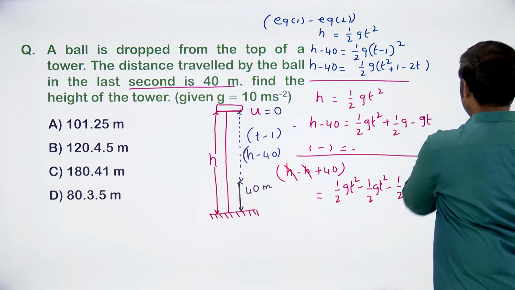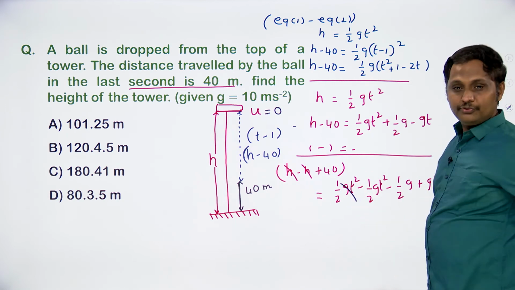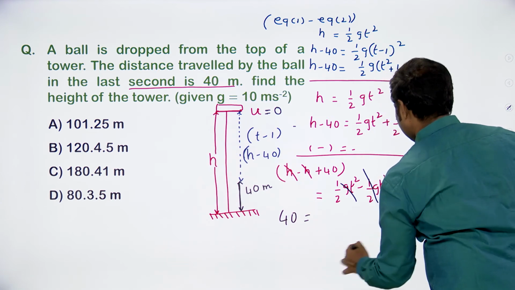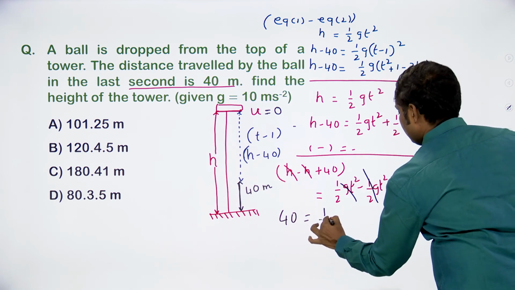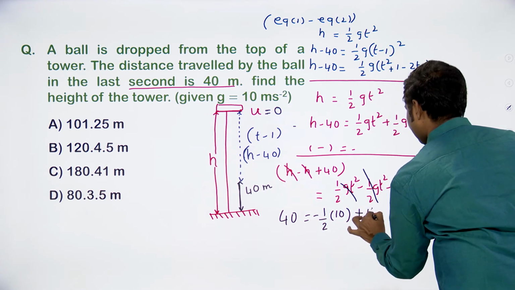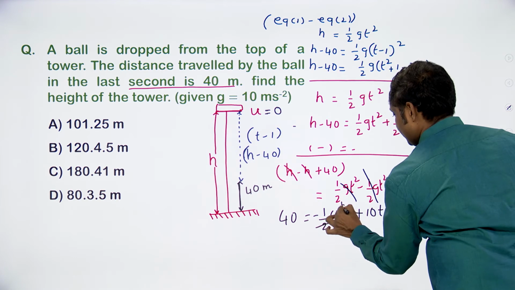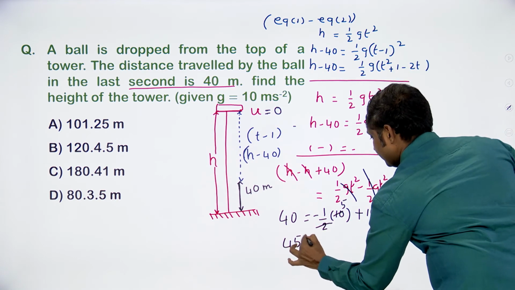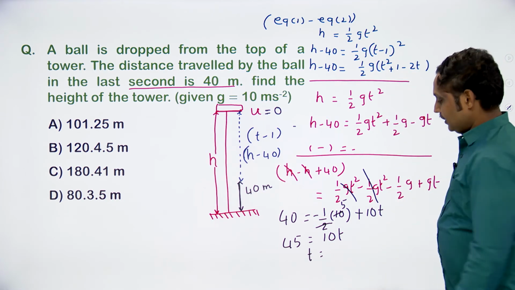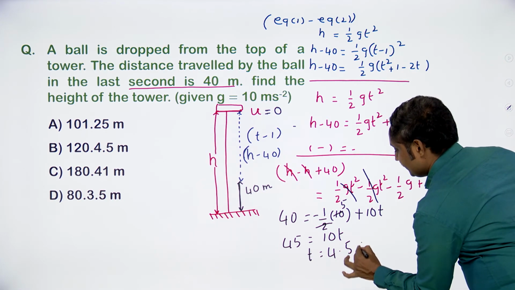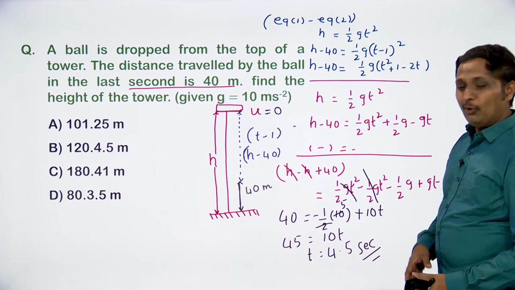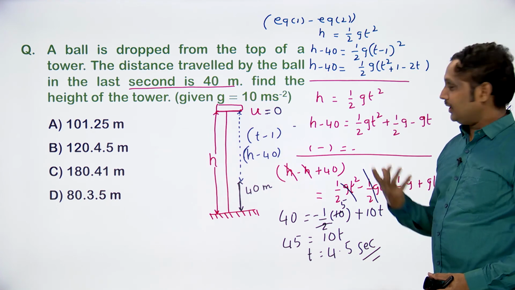You can cancel these two terms, yes, right. So, 40 is equal to 1 by 2 into minus 1 by 2 into 10 plus 10t. It is very clear, you will get that. So, 45 is equal to 10t, t is equal to 4.5 seconds. It is very clear. After getting that t value, you can easily solve the problem, all right.